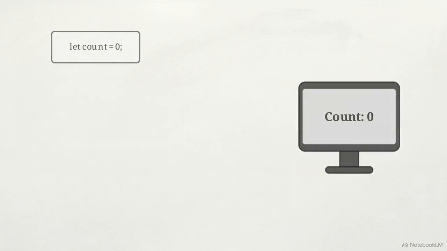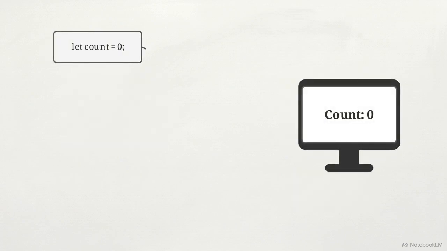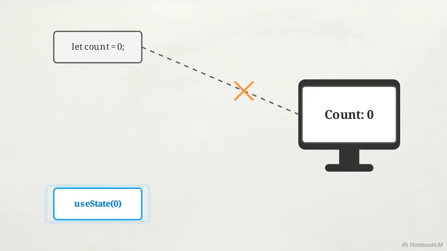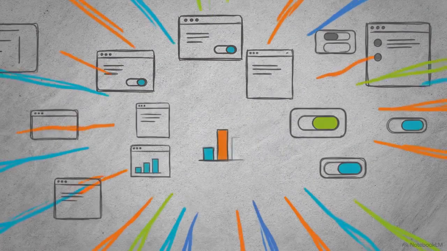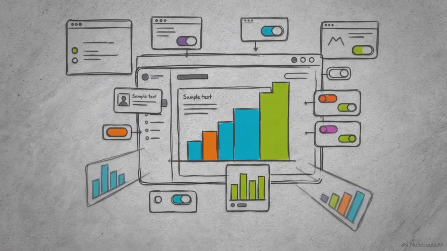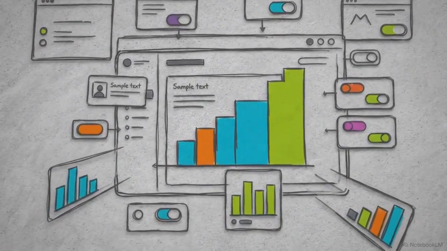This flowchart shows how we solve that issue. The top path shows our standard variable failing to trigger a change. The bottom path shows a stateful variable. When this special variable updates, it automatically notifies the virtual DOM to re-render, ensuring the browser screen reflects the new data instantly. Mastering how to create and update these stateful variables is the foundational step in making any React application respond dynamically to user input.